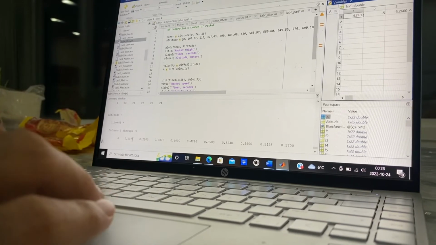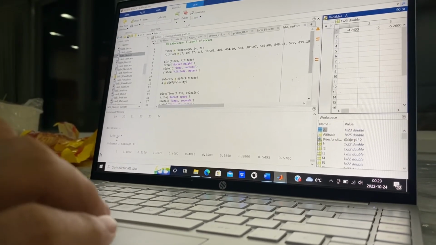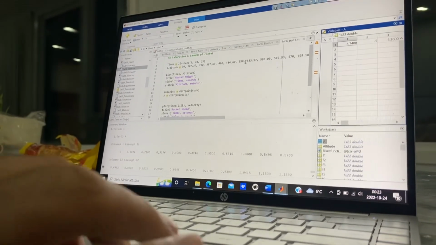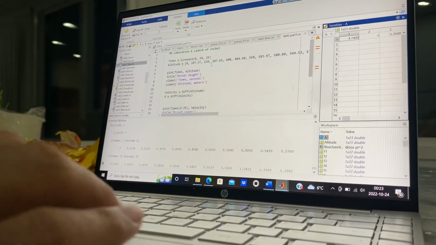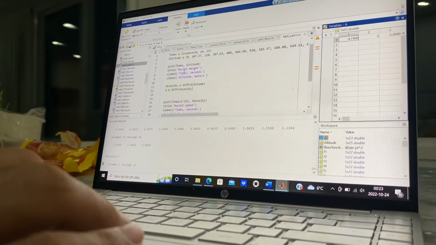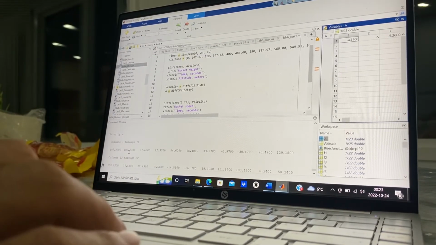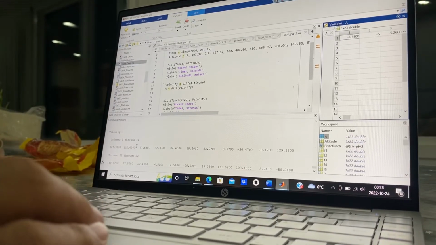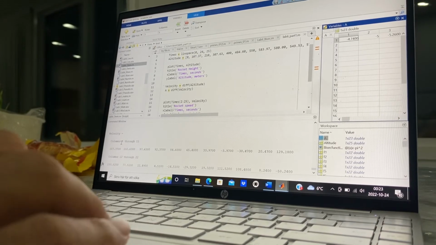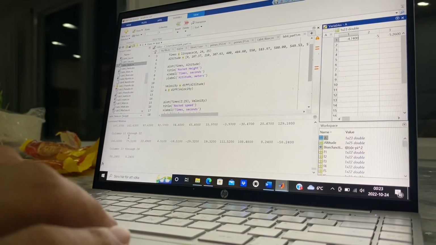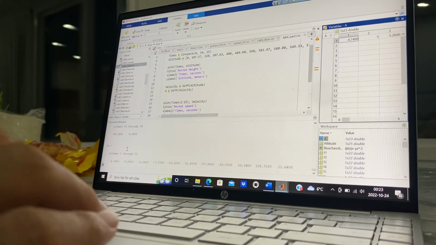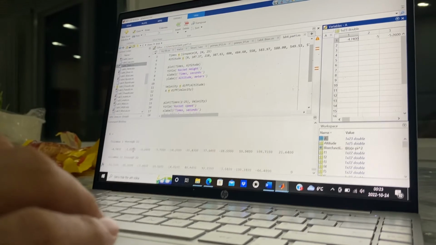It's multiplied by 1 times 10 to the power of 3 times the numbers here. It gives us these results here. You can see that altitude. And then we have the velocity, which is the difference in altitude. And then we have the acceleration, which is the difference in velocity.